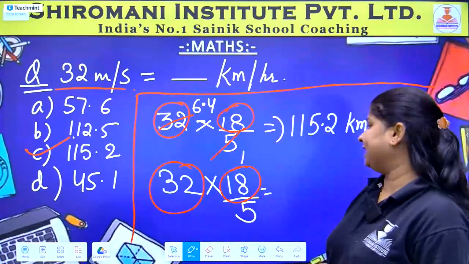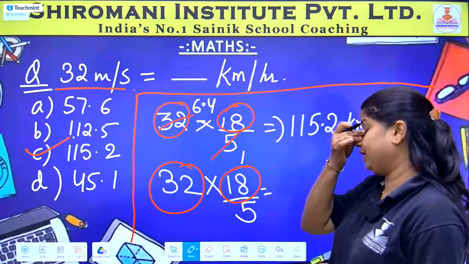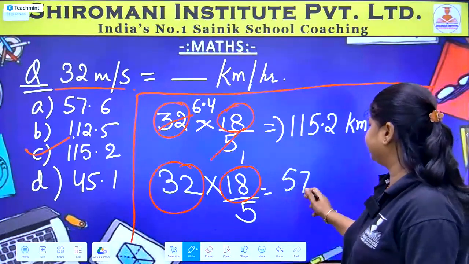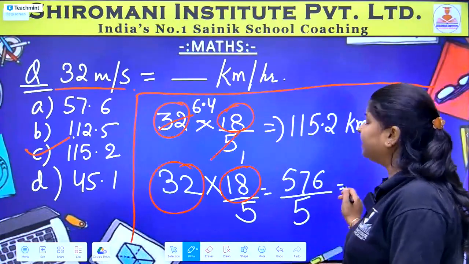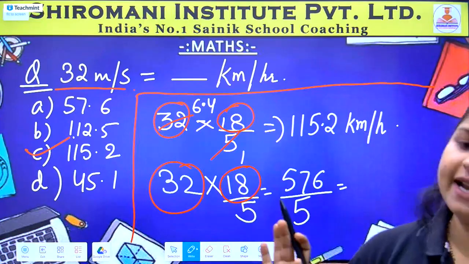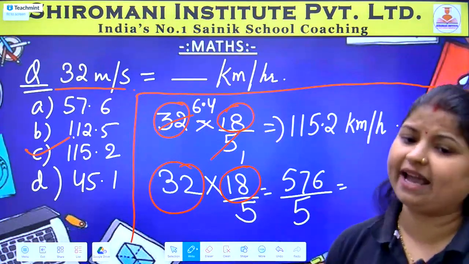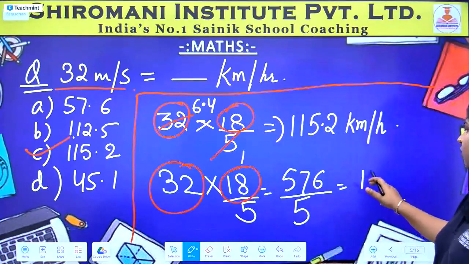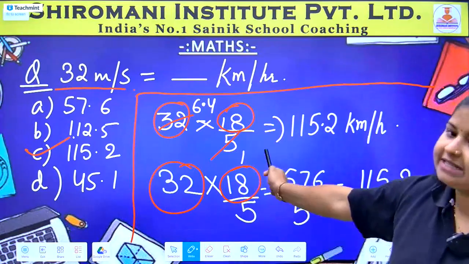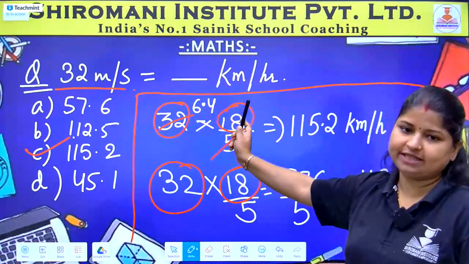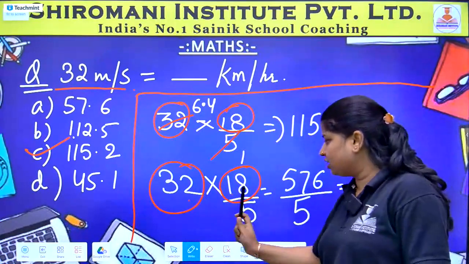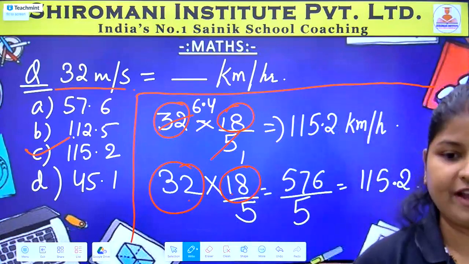So 32 into 18, if you do it, how much will it be? 320 plus 256, that is 576, right? 32 into 18 is 576. And now you can easily divide 576 by 5. You will get 115.2. Same answer you will get. Either you can simplify 32 to 6.4 and then multiply 6.4 into 18, or, if you want, you can multiply these two first and then divide by 5.